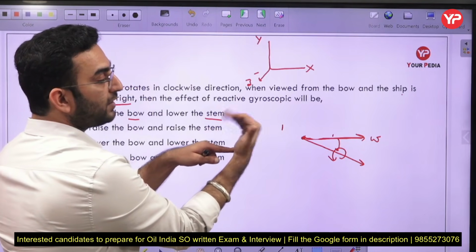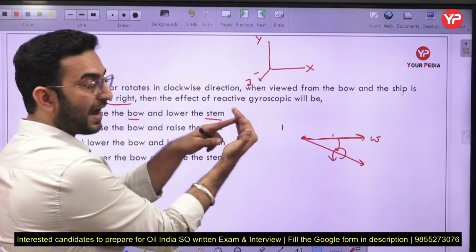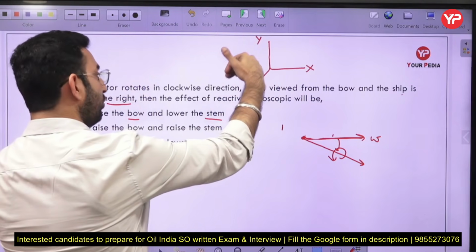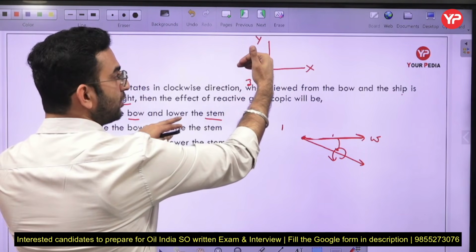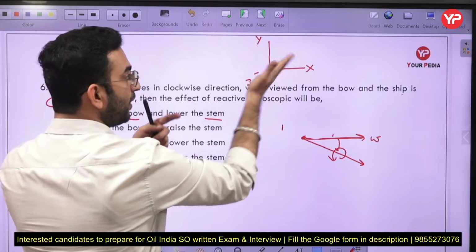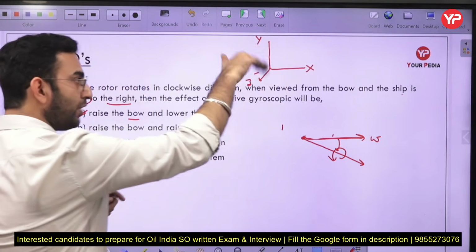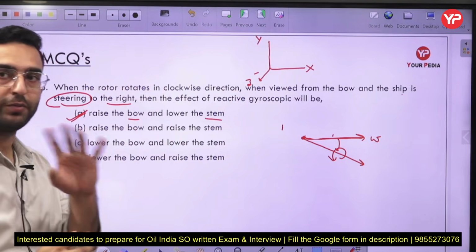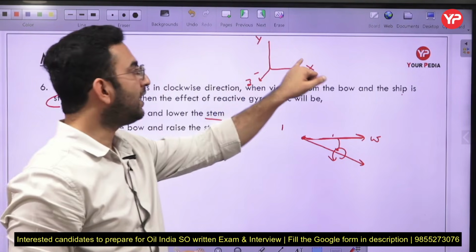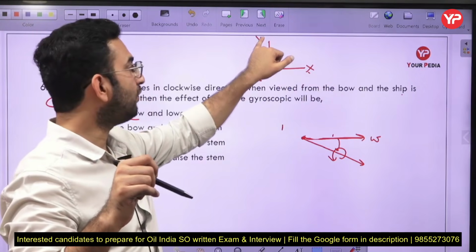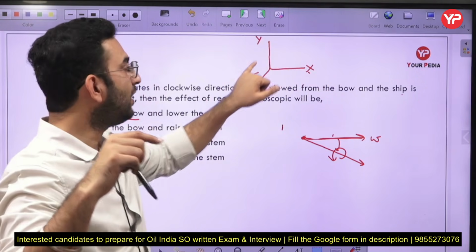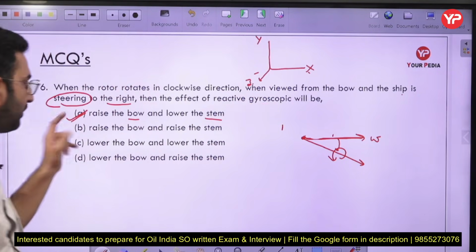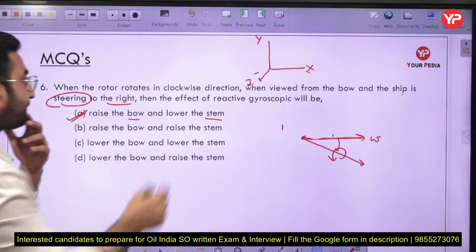Okay, so here you can see this is representing the active gyroscopic couple about the z-axis. It is trying to lower the bow here and raise the stern. So the reactive gyroscopic couple will be like this one here. That means it is lowering the stern and raising the bow here. Okay, so correspondingly option number A is going to be the correct one. So you have to remember that X is representing the axis of spin here, Y is representing the axis of precession, Z is representing the axis of the gyroscopic couple there. So option number A will be the correct answer in this case.